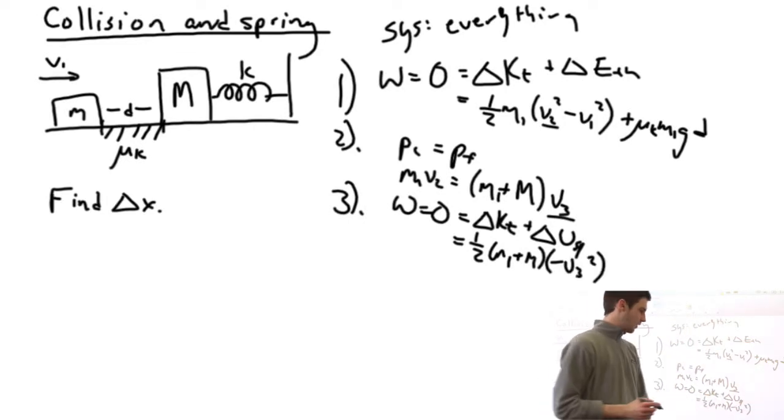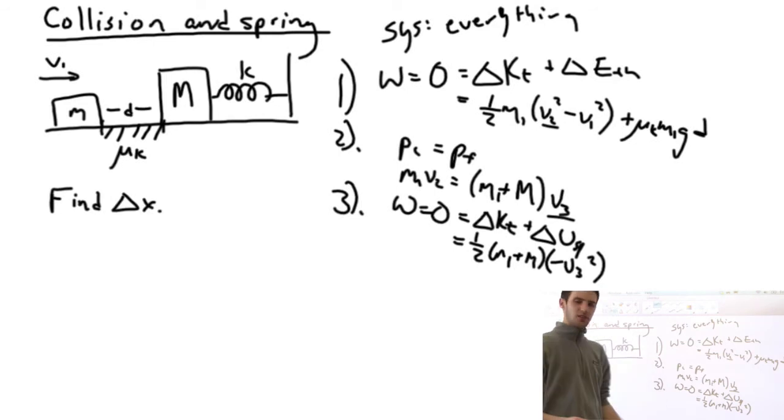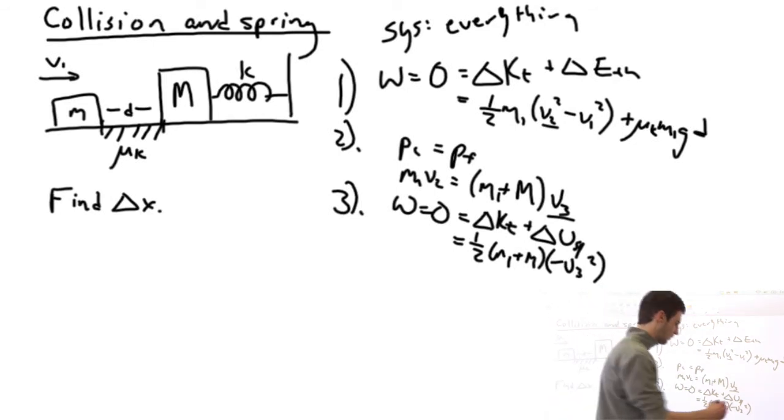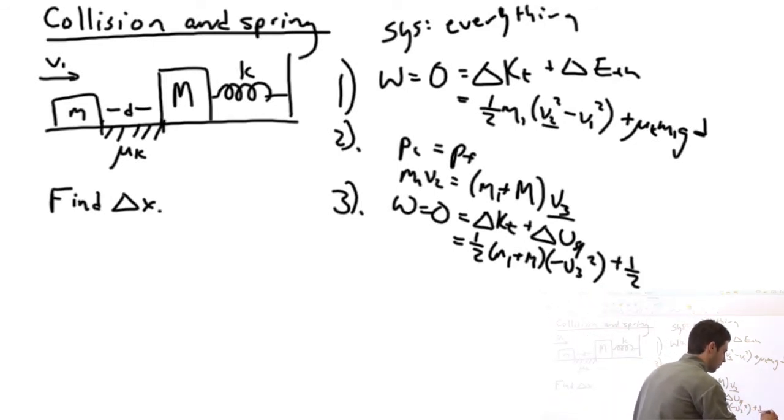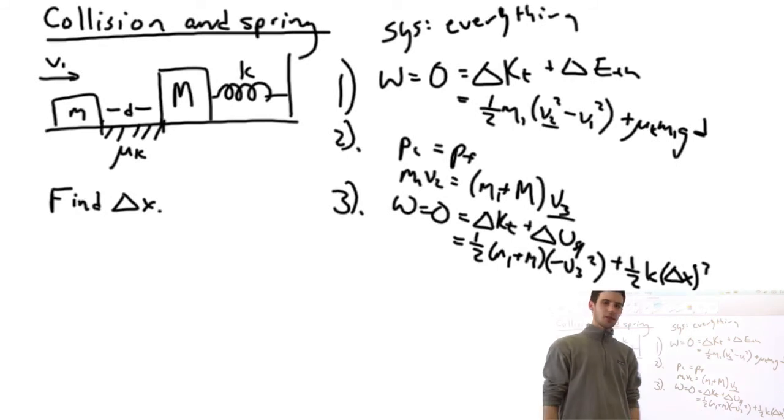And then delta U spring is always equal to 1/2 k times the change in stretch length squared. My initial stretch length was 0, so I'll just write this as plus 1/2 k delta x squared. Now we've got everything in terms of stuff that we know, assuming we solve for v3 in terms of known quantities. And you can simply solve for delta x at this point to find the compression distance. So that's all we have to do.